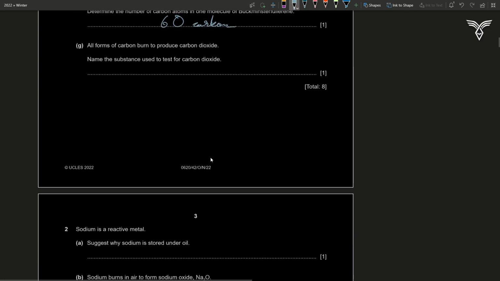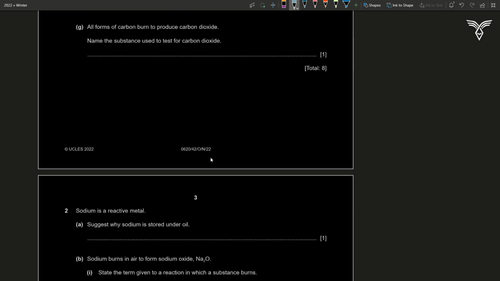طيب. Part G. All forms of carbon burn to produce carbon dioxide. Name the substance used to test for carbon dioxide. Substance that we use to test for carbon dioxide هي staple reaction واحدة احنا عارفينها. We use lime water and it turns milky.